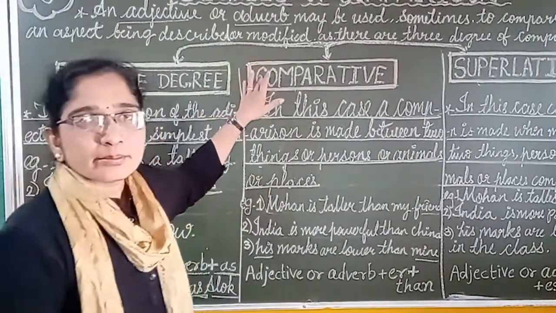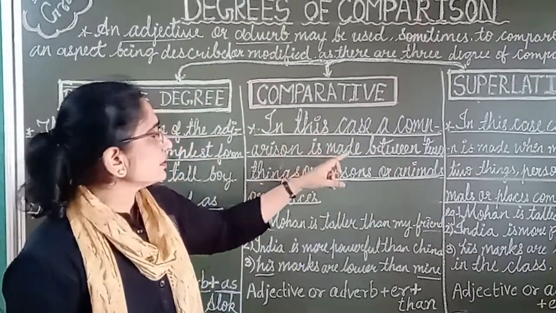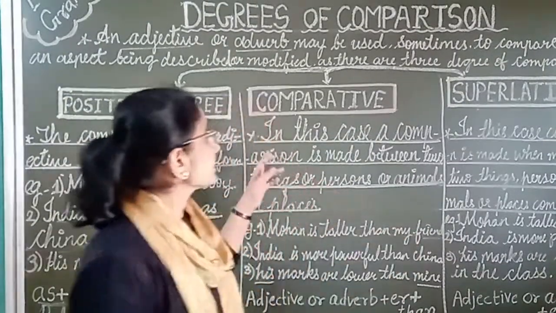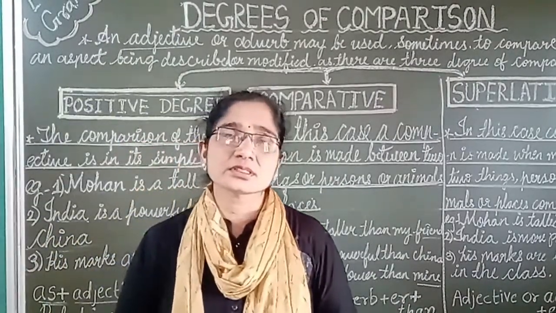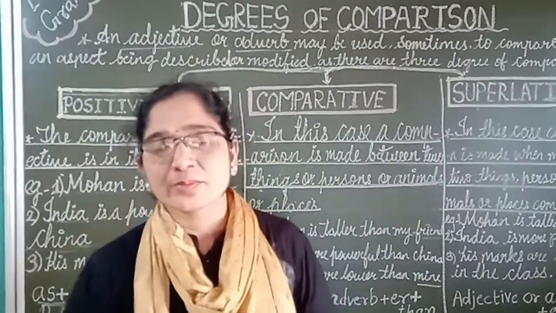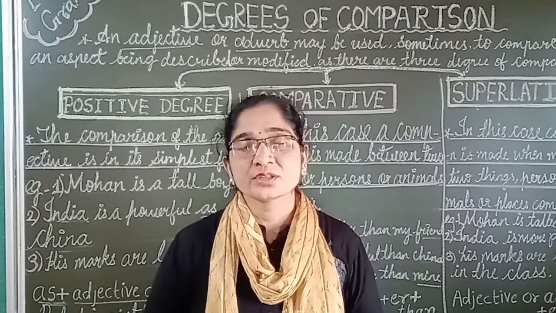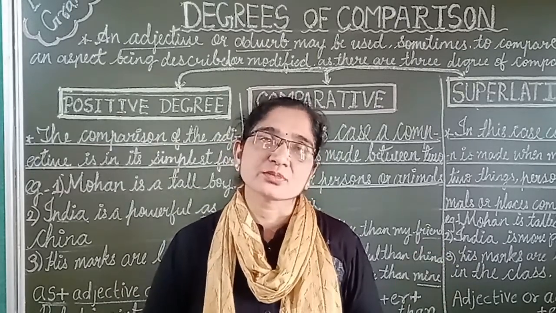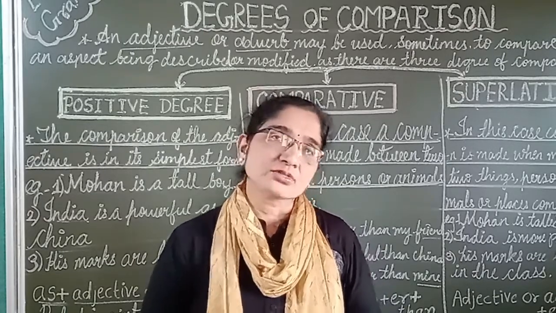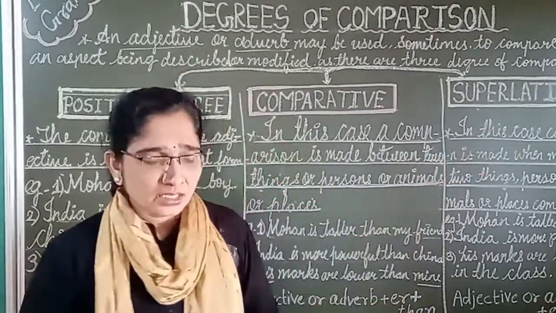Next we will go to the comparative degree. In this case, a comparison is made between 2 things, persons or animals. For example, your parents also compare, saying your sister is better than you, right? तुमसे तुम्हारा बहन बहुत अच्छा है, like studies में. Like this, we are making comparison. Here also adjectives and adverbs are used in the positive, comparative and superlative degree.